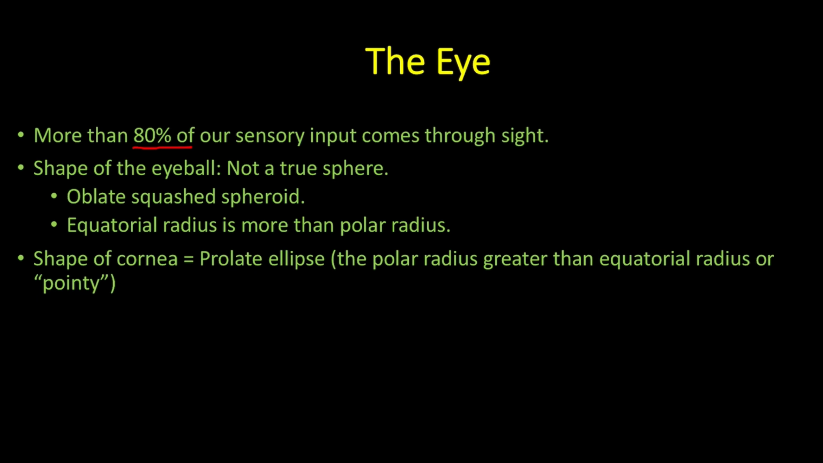Now, the shape of the eyeball: it's not a sphere. It's an oblate squashed spheroid, where the equatorial radius is more than the polar radius. Then the shape of the cornea is a prolate ellipse, where the polar radius is greater than the equatorial radius, or in usual terms we can say it is a pointy structure.